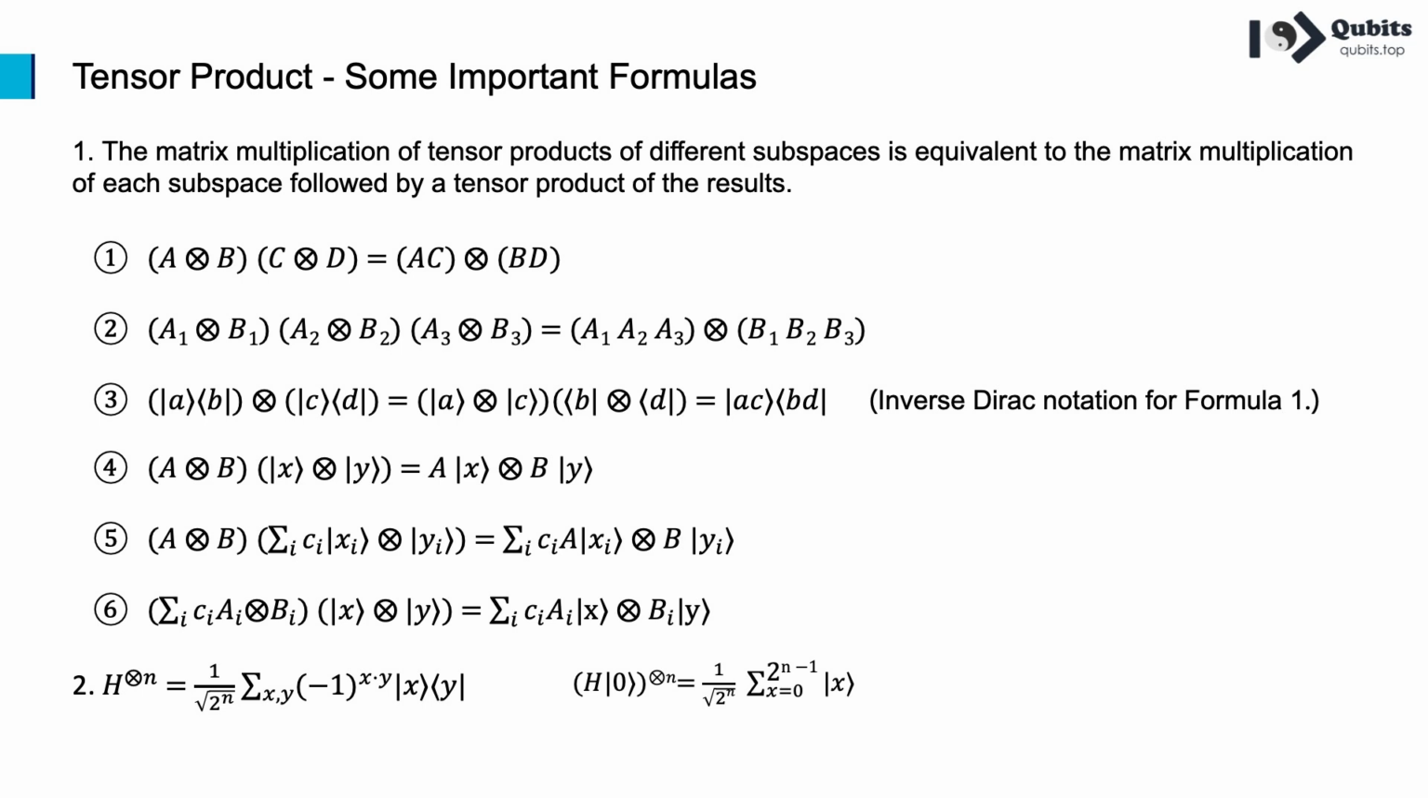Here, we have presented many formulas, but upon closer examination, we can see that they are all different representations of the same operational rules. The underlying rule is that the matrix multiplication of tensor products of different subspaces is equivalent to the matrix multiplication of each subspace followed by a tensor product of the results. These formulas are commonly used in quantum circuits.